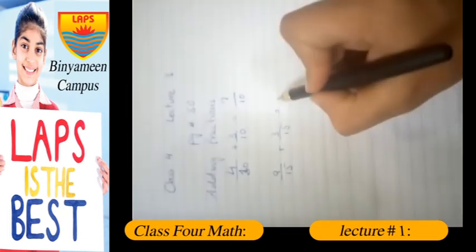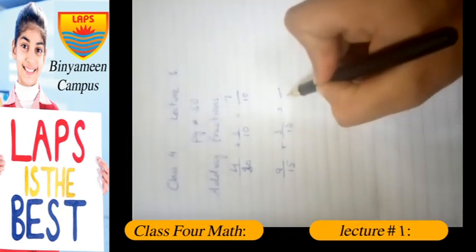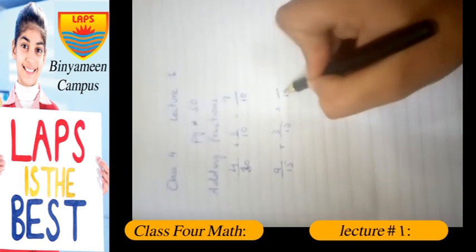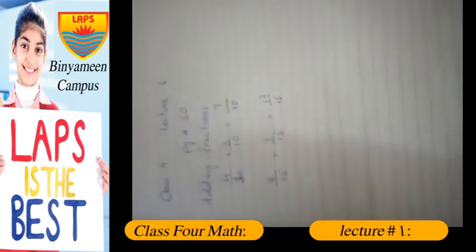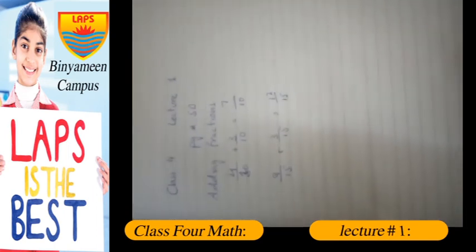The next fraction is 9 over 15 plus 3 over 15. The resultant fraction will be over 15, and 9 plus 3 makes 12, so 12 over 15. So that's how you will be solving like fractions.